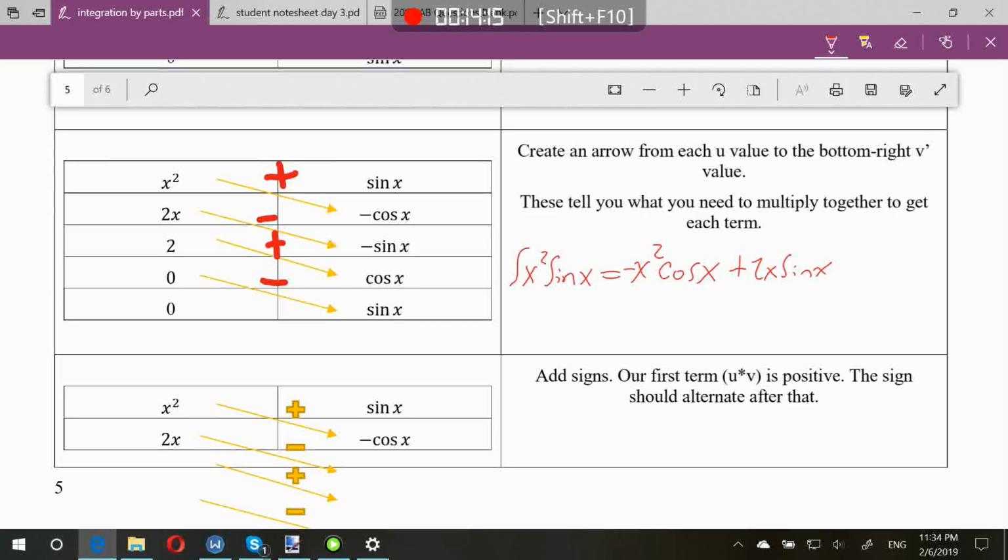plus 2 times cosine x minus 0 times sine x. Now every term after this is going to be 0 because if we multiply anything by 0 we get 0. So now I'm at the end, so I can add my plus c and we're done. Okay, I'm going to go back and we'll solve this using our long method just to make sure that it matches. And then we'll try this shortcut with one of the ones we already solved.